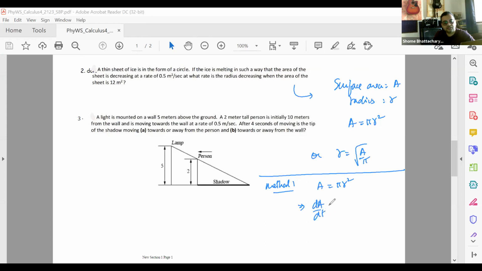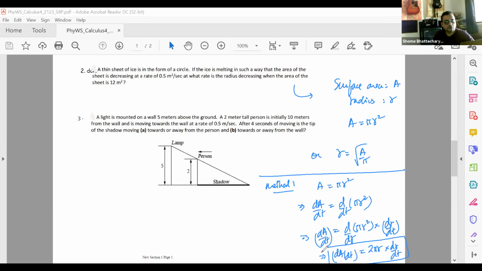So dA by dt is equal to differentiation of pi r square with respect to time. So that is dA by dr into dr by dt. So that gives us the relationship between the rate of change of area, dA by dt, and the rate of change of radius, which is 2 pi r, gives us this relation. Now we have to see what is given.